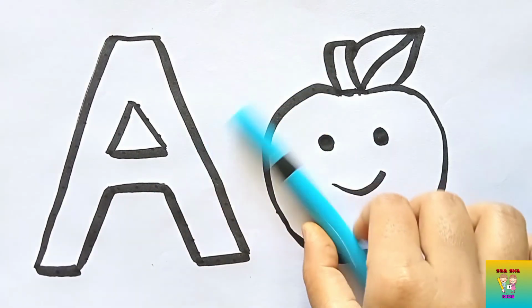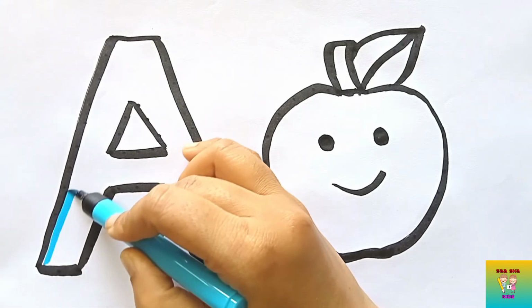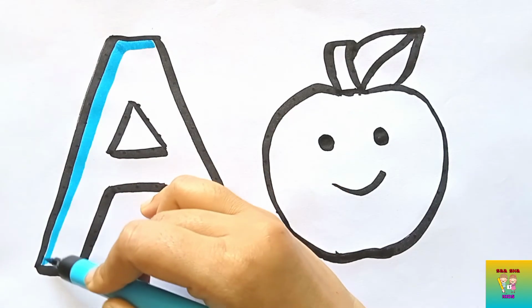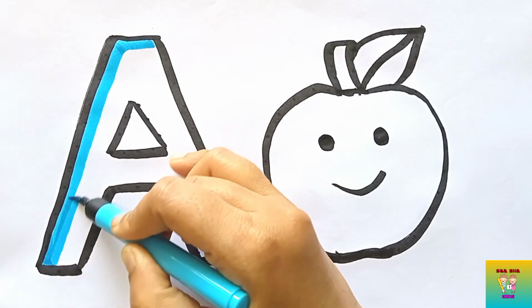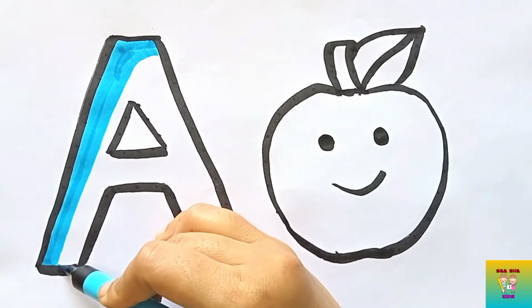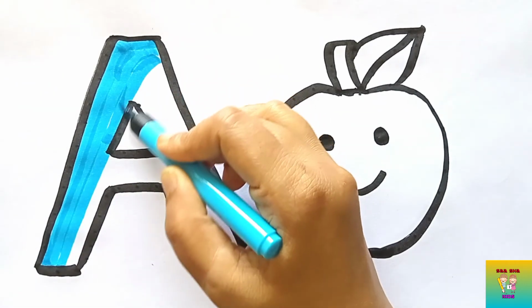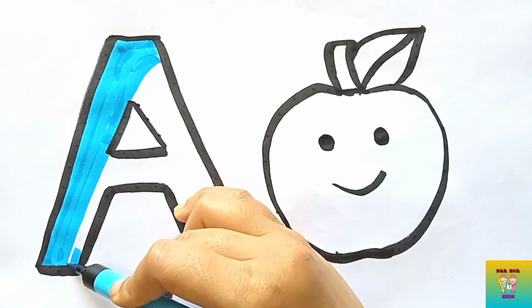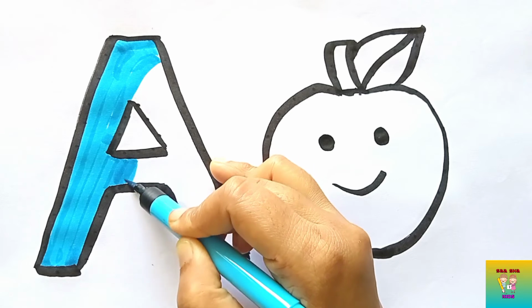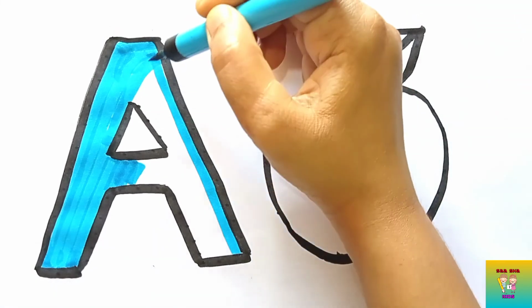Which color is this? Sky blue color. Sky blue color. Let's color alphabet A. A for angry. A for ambulance. A for arm. A for astronaut.